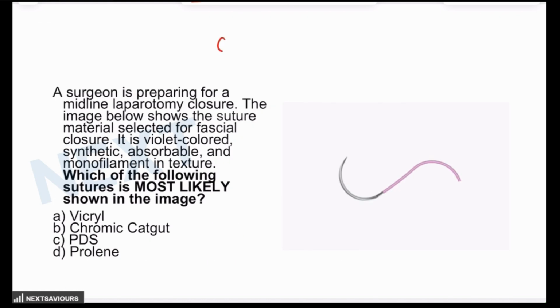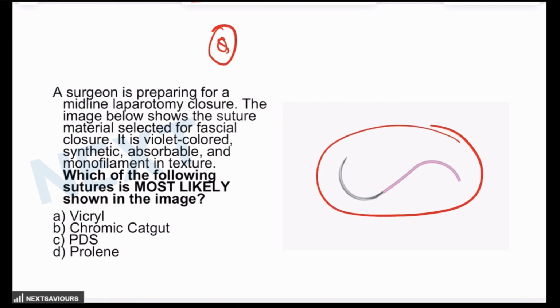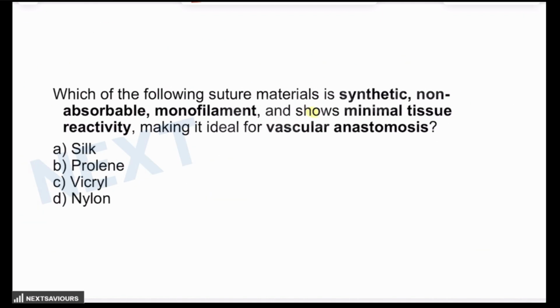So what are the three possible types of questions that could be asked on the basis of the suture? One is on their identification, where they can give you an image and ask what is the name of this suture. For example, in this case, the image below shows a suture material selected for facial closure, violet colored, synthetic, absorbable and monofilamentous in texture, and you have to identify the suture.